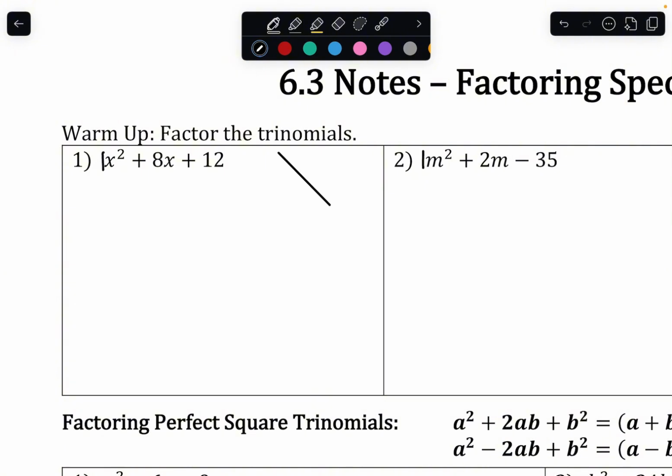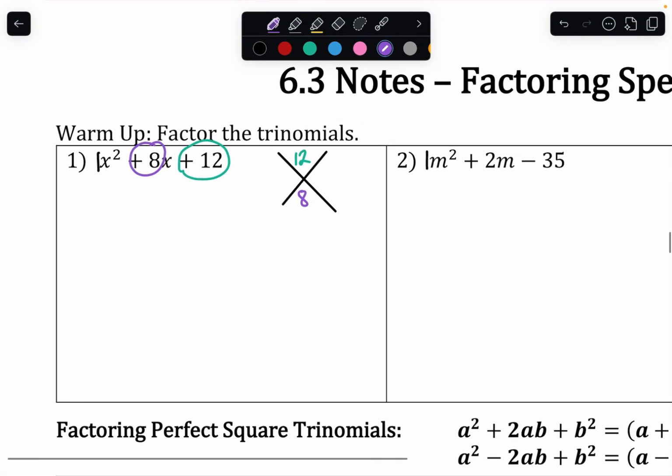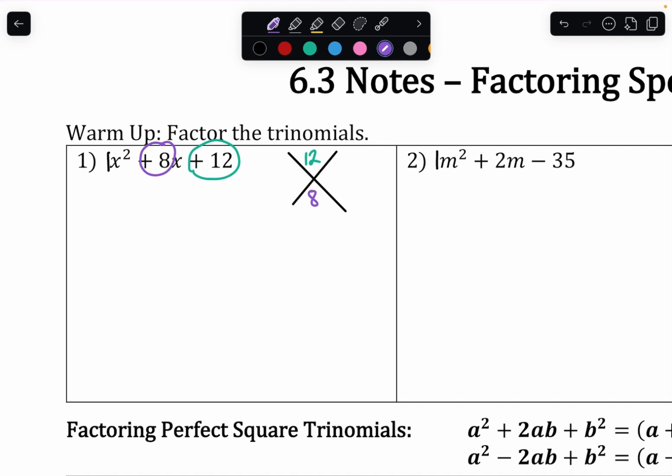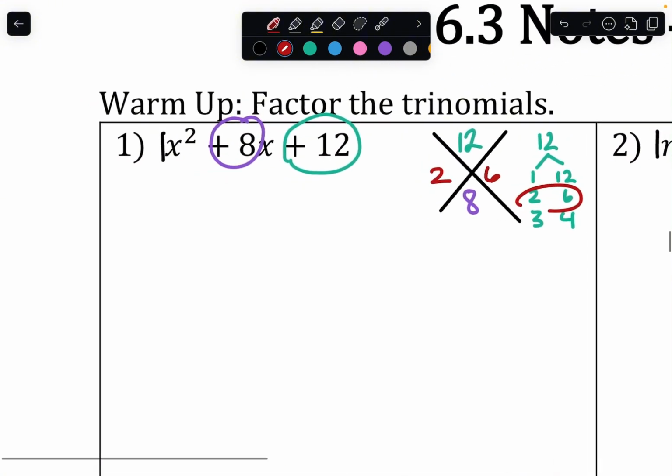You're looking for the magic numbers. And so the two magic numbers are numbers that multiply to your last number, but add to your middle number. I like to organize it using the X. And so looking for two numbers that multiply to 12, but add to 8. Those numbers would be, if you want, you can make a factor table for 12: 1 and 12, 2 and 6, 3 and 4. And then the pair that adds to 8 is the 2 and 6.